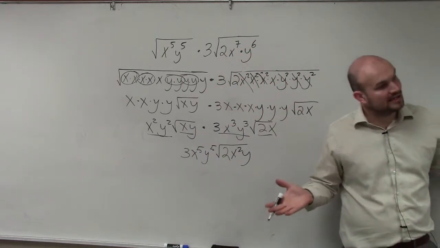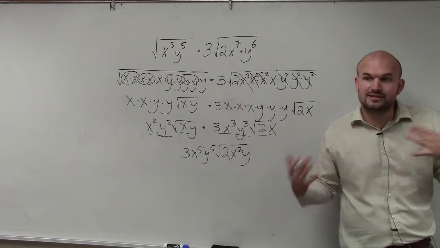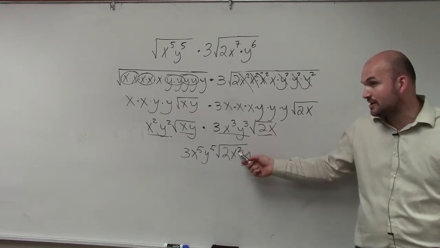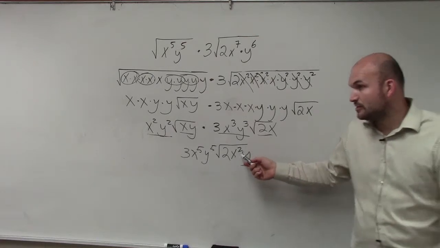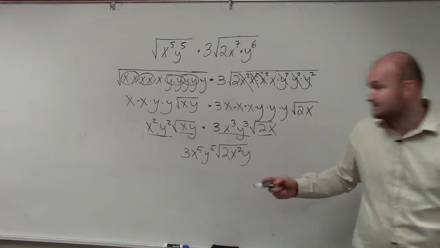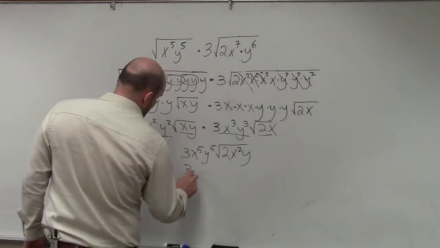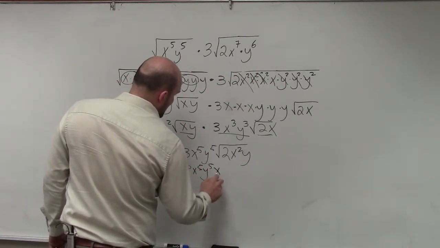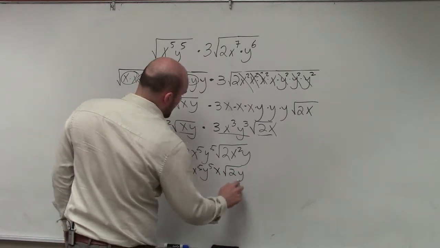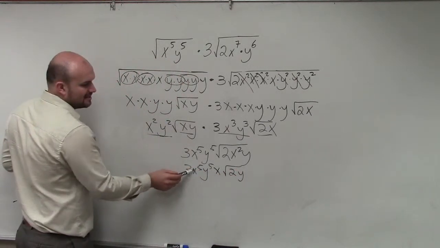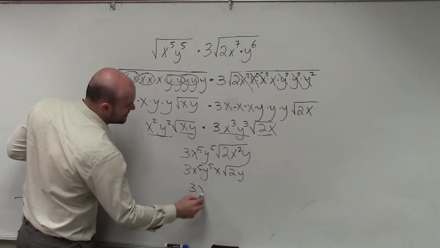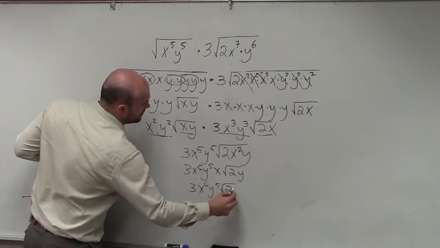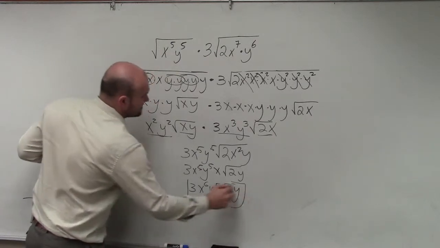Now, you might say, all right, well, that's my final answer, right? However, we always look to see if we can further simplify this. Well, I can take the square root of x squared, right? The square root of x squared is x. So I have 3x to the 5th times y to the 5th times x times the square root of 2y. And now I multiply x times x to the 5th, which gives me a final answer of 3x to the 6th, y to the 5th times the square root of 2y. And that is your final answer.